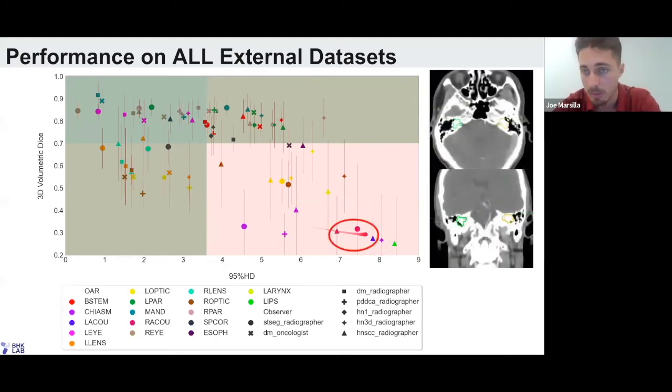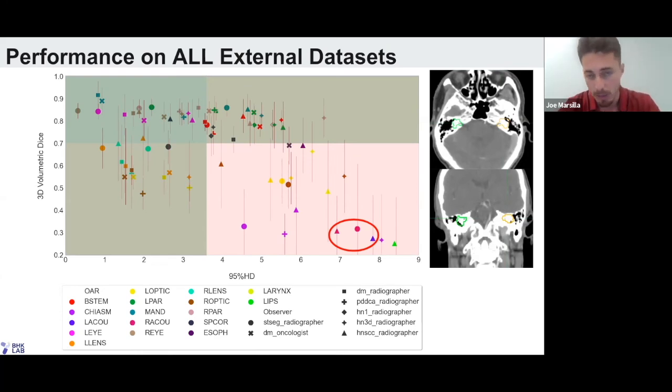Other organs at risk like the acoustics. One of the main reasons the acoustics did poorly was because the acoustic contour is very variable in how it's delineated from center to center. So that will affect the performance of your model when we apply that to external data. So I just want you to be aware of that.